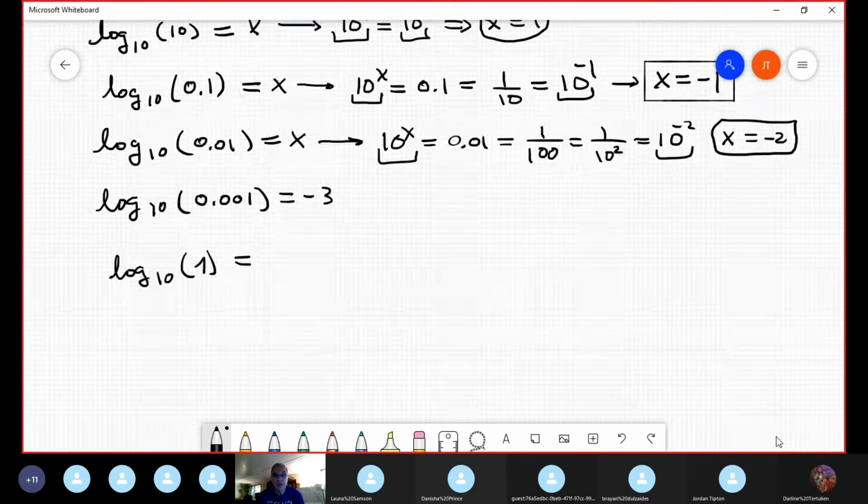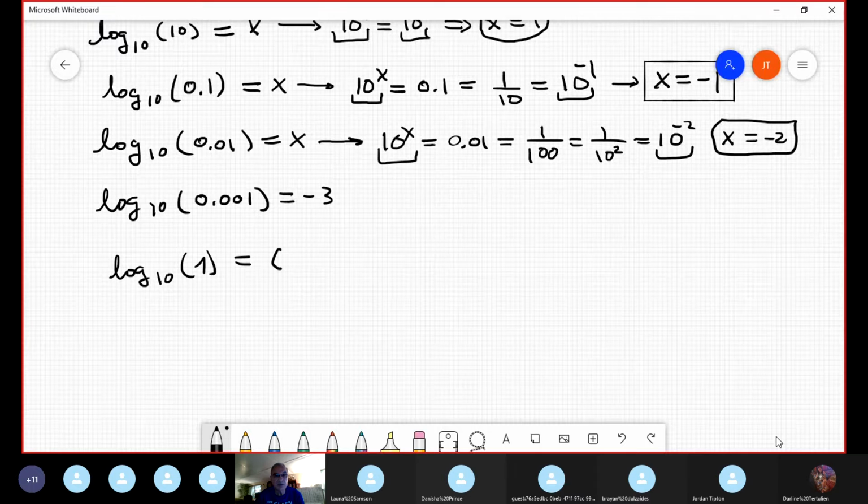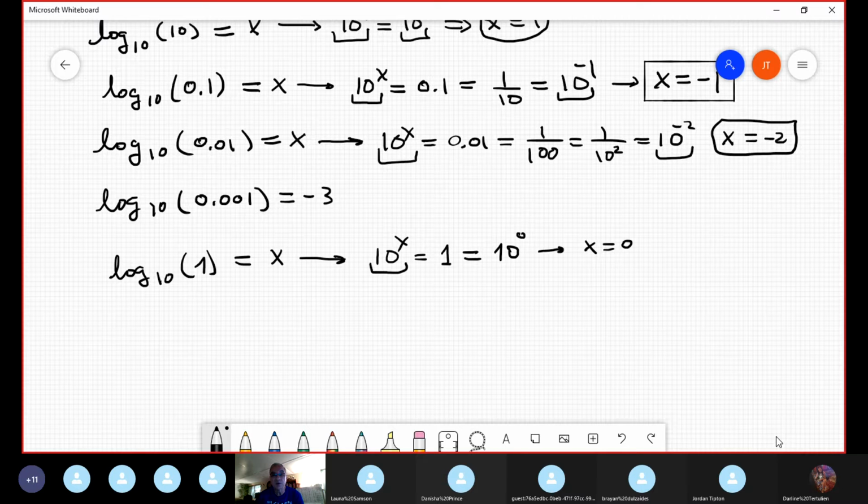It's logarithm base 10 of 1. It's 0. She said it's 0. Let me see. I have no idea. It's x. When I convert to exponential, it's 10 to the x equal 1. And you need to know that any number or expression raised to the 0 power is equal to 1. Therefore, x is equal to 0 because we have the same base and the exponent x equals 0.